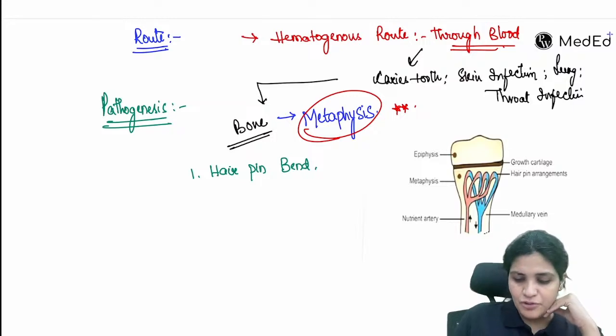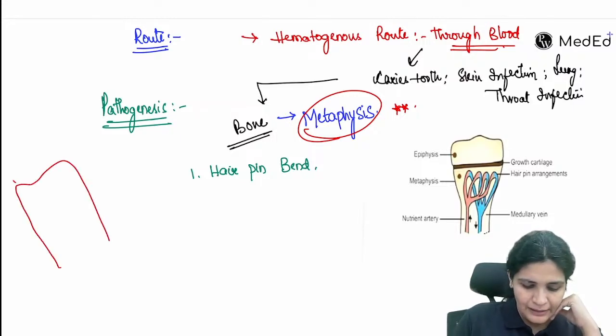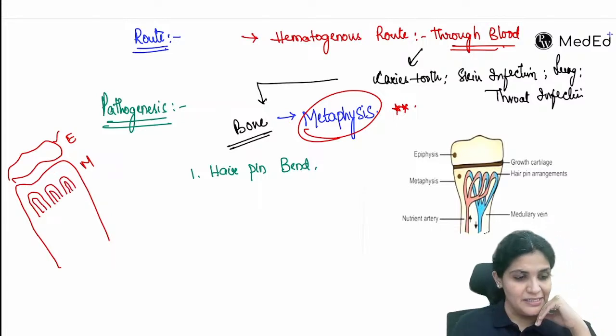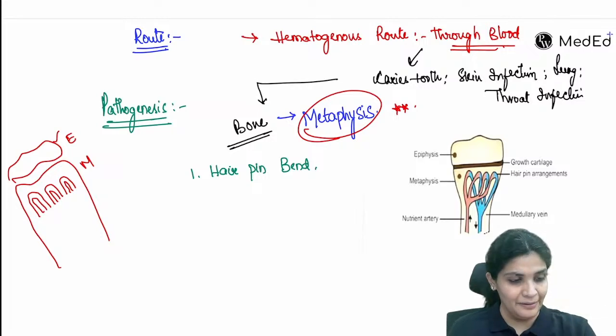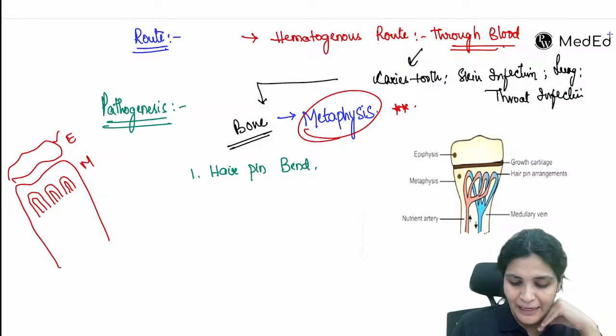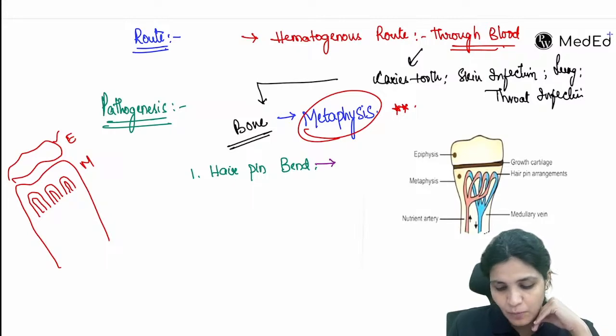So this you have to draw in the exam. So you're going to draw this and this. So you will tell this as epi and this as meta. And what you do? You draw hairpin bend. So this is the arrangement of your metaphyseal vessels. So this is what you will write there, right? Yes, very good. Hairpin bend is there. Then what does this hairpin bend do?